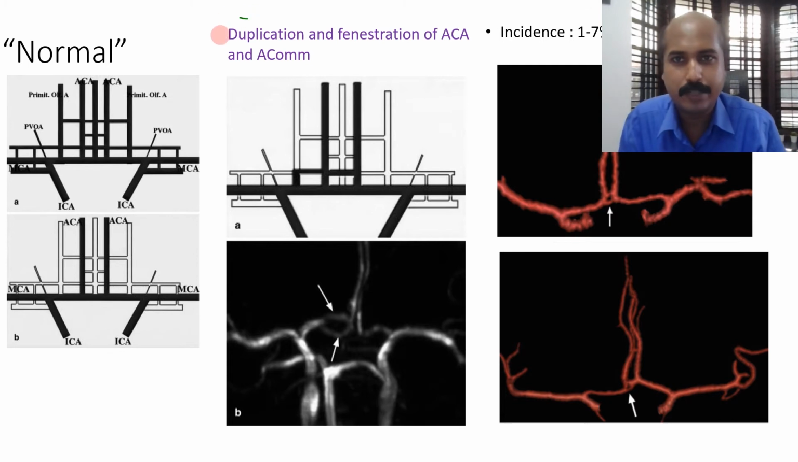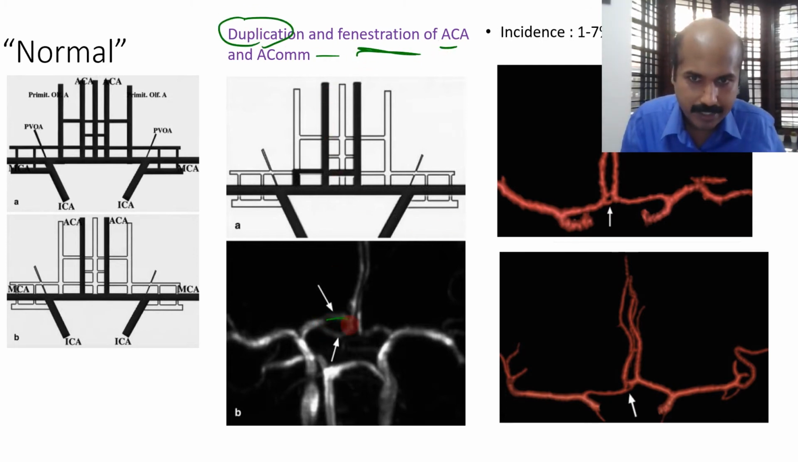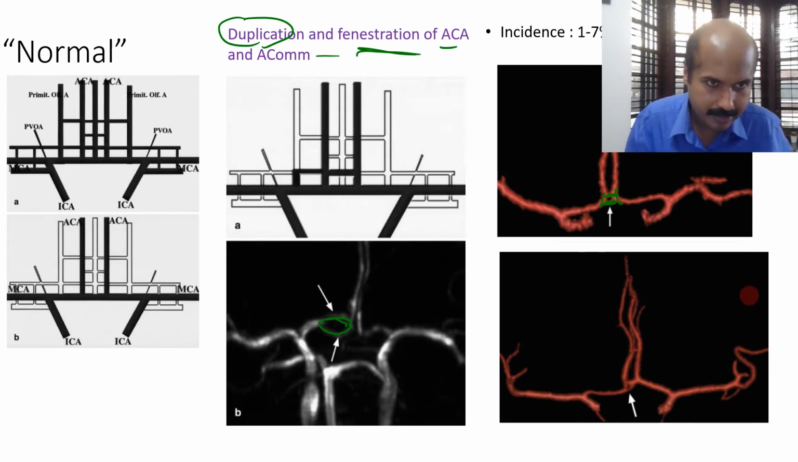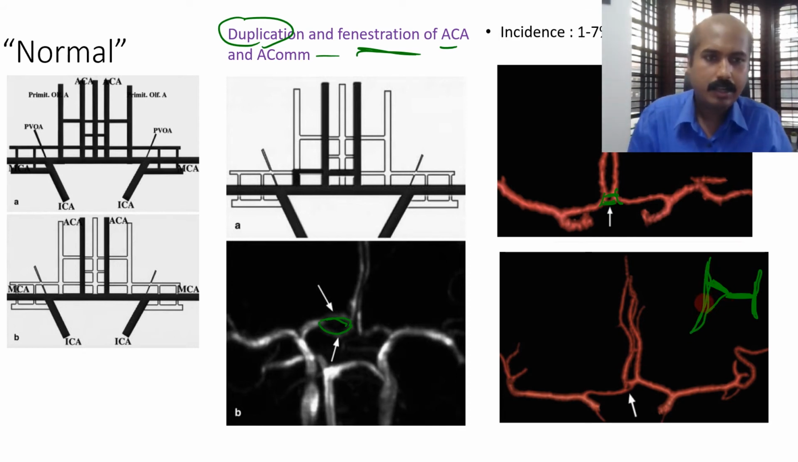One is called the duplication and the fenestration of the ACA and ACOM. You can see a duplication of the ACA. You can see another duplication of the ACOM here. ACOM duplication is defined as two individual channels that are connecting the two ACAs. You can also see another peculiar entity called fenestration. In fenestration, you have a single limb connecting to one ACA and it has a Y formation, and those Y limbs will be connected to the next ACA. This is called a fenestration. So fenestration can predispose to more aneurysm formation.